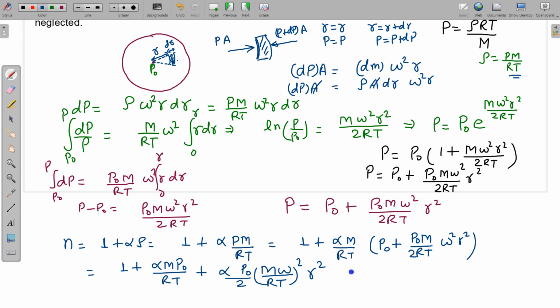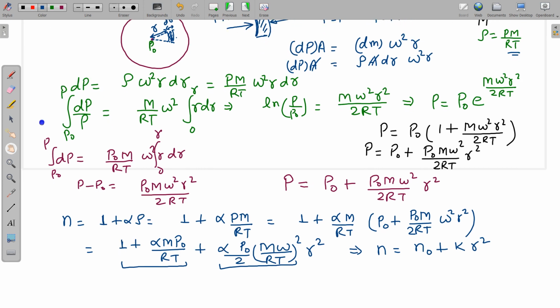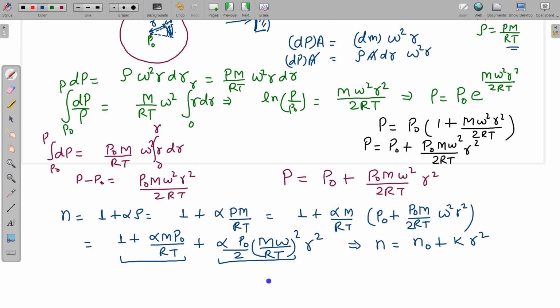Let us simplify a bit, we can also write it like this to simplify the expression. n is equal to, I am taking this term as some n naught, and let us take this term as k. So n is equal to n naught plus k r square, where n naught is this quantity: 1 plus alpha m P naught divided by RT, this is n naught, and what is k? Alpha P naught by 2 into m omega by RT square. So this is our k.